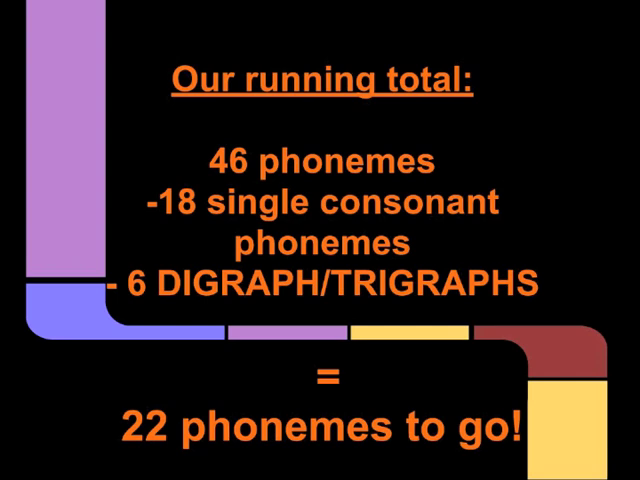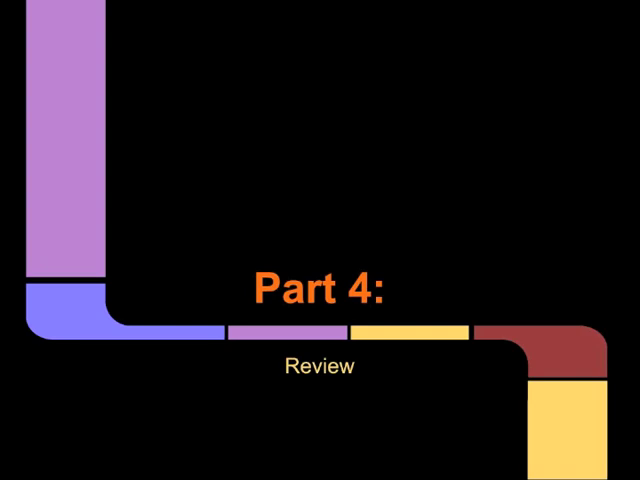So now our running total, we begin with 46 phonemes. We've learned 18 single consonant phonemes. In this video, we have addressed 6 digraph and trigraph phonemes. Now we have 22 phonemes to go. Part 4, review.